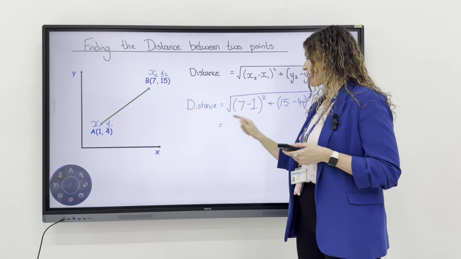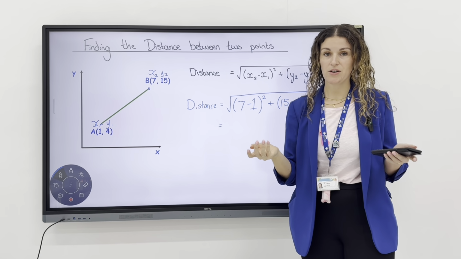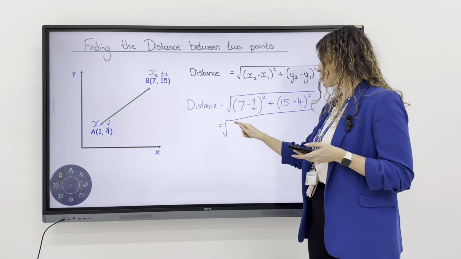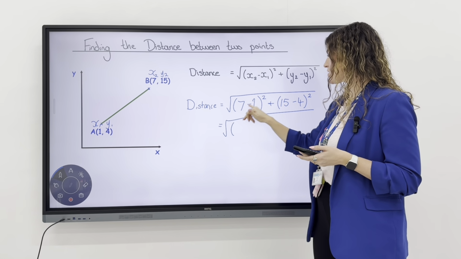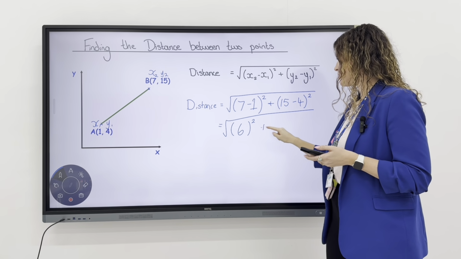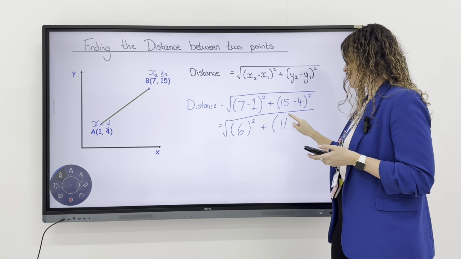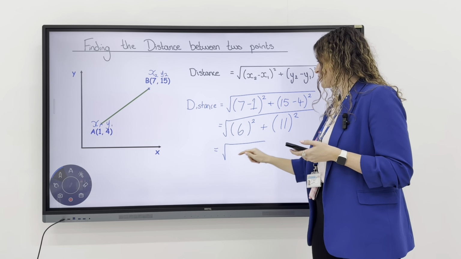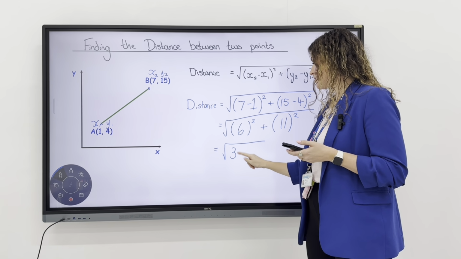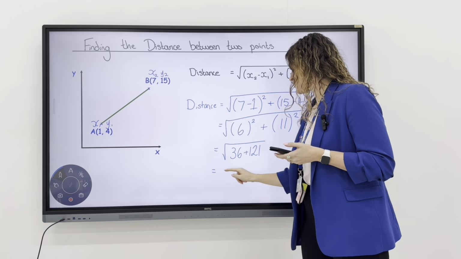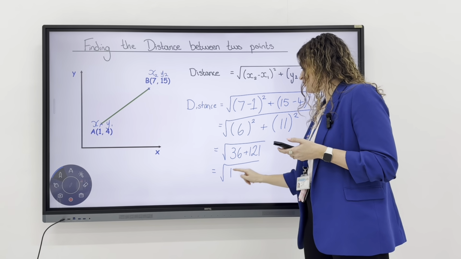Now it's a simplification process or a calculator job. Just for today, I will show you the simplification process. So 7 take away 1 would be 6. So 6 squared plus 11 squared. That's going to be equal to the square root of 36 plus 121, which is equal to the square root of 157.